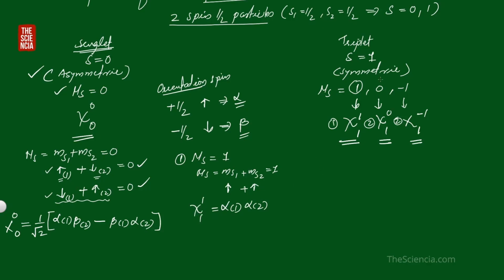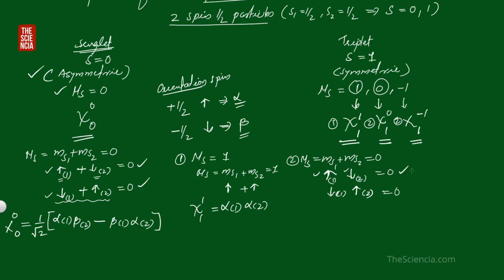Now we have to consider the second MS value, that is MS equal to 0. We know MS1 plus MS2 is equal to 0. So the possible combinations are, first particle may be in spin up state, second particle is in spin down state, or first particle is in spin down state and second particle is in spin up state. So this corresponds to plus half and this corresponds to minus half. So adding we get equal to 0. This also equal to 0, right?